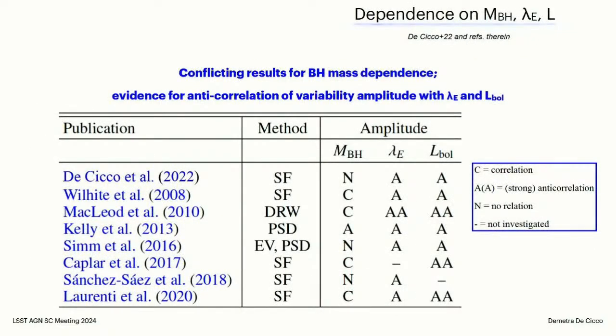We know that in the literature there is no general agreement about these relations, especially for the black hole mass. There is a legend here. These are just some of the works that we can find in the literature investigating these relations. And generally, there is no agreement about a possible dependence on black hole mass. Well, generally, we agree on an anti-correlation with these parameters.